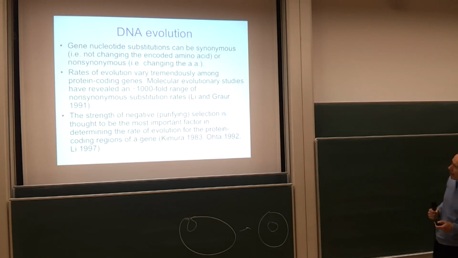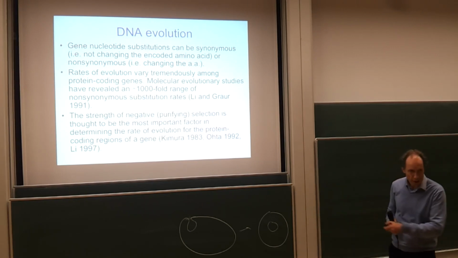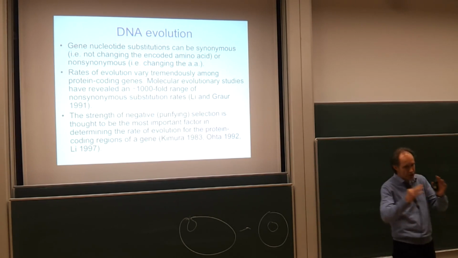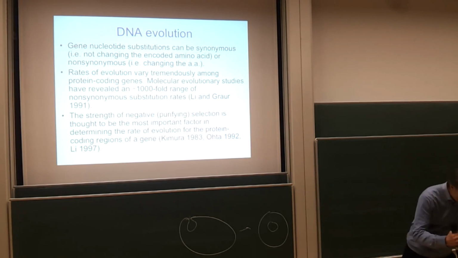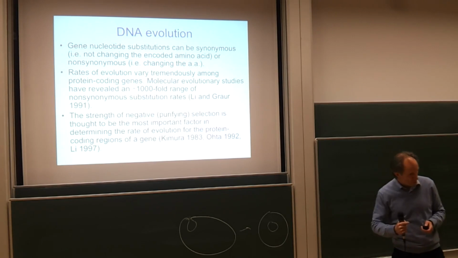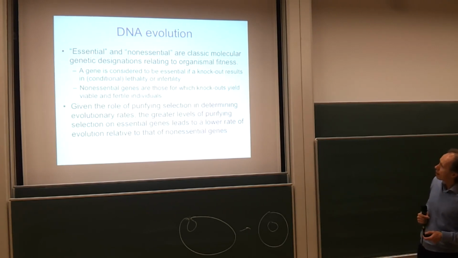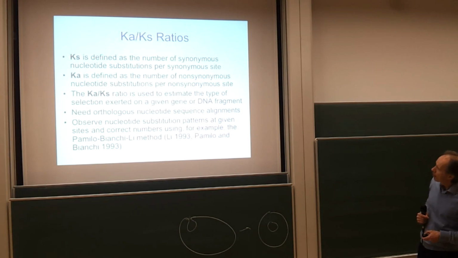Anyway, and of course in Darwin we have the central idea of purifying selection, the idea that of the mutations that happen, only a small minority will be accepted by selection during evolution. Okay, so you've seen this essential and non-essential genes, right? This is about fitness.